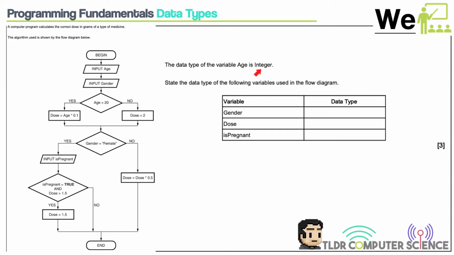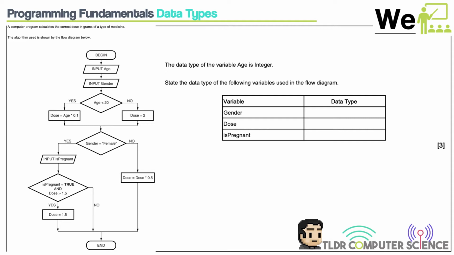Anyway, it's asking you to read through here and then say the data type of the variable. Age is integer. So it's giving you that one, and we can see here, state the data type of the following variables used in the flow diagram. So it's not asking you to tick it. You have to remember them now. Gender, dose, and is pregnant. But they've given an example where gender comes up, an example of where dose comes up, and an example of is pregnant coming up. Yes? All right. I want you to have a look through there and figure out what you think the data type is for each of these.